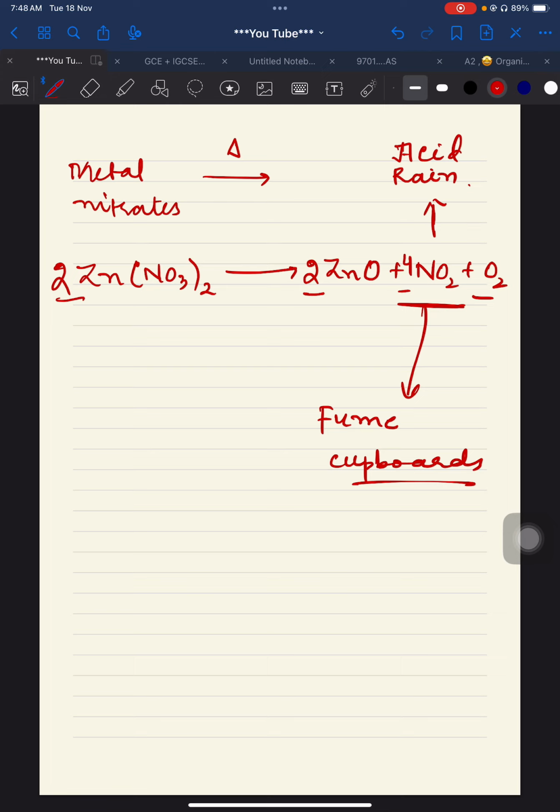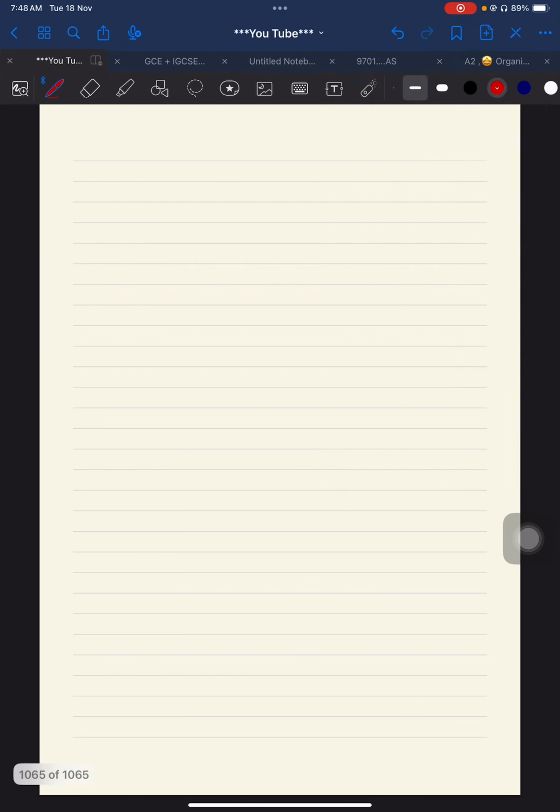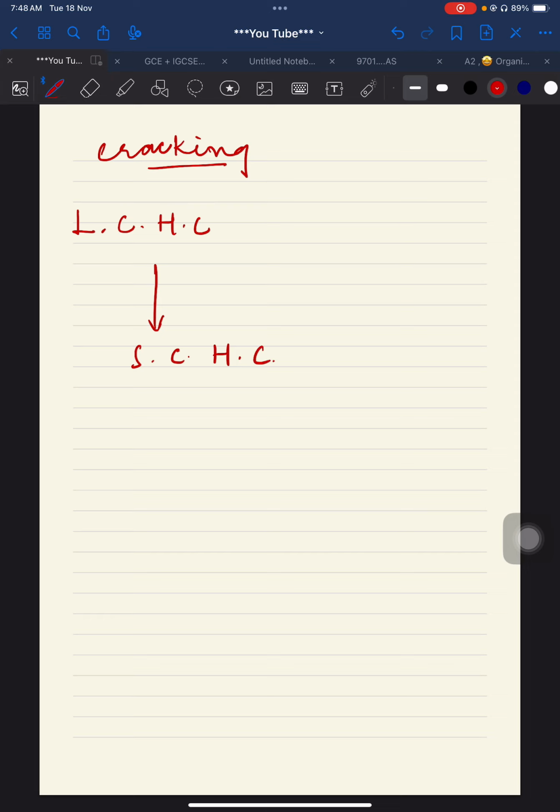One more example regarding endothermic chemical reactions is cracking. Now what is cracking? I have taught you cracking already in the chapter of organic chemistry. Let me inform you one thing very clearly, that cracking is a process in which long chain hydrocarbons are broken into shorter chain hydrocarbons. Guys, I'm telling you very clearly, you are not allowed to write LCHC or SCHC, etc. in your paper. You are supposed to write the complete word.